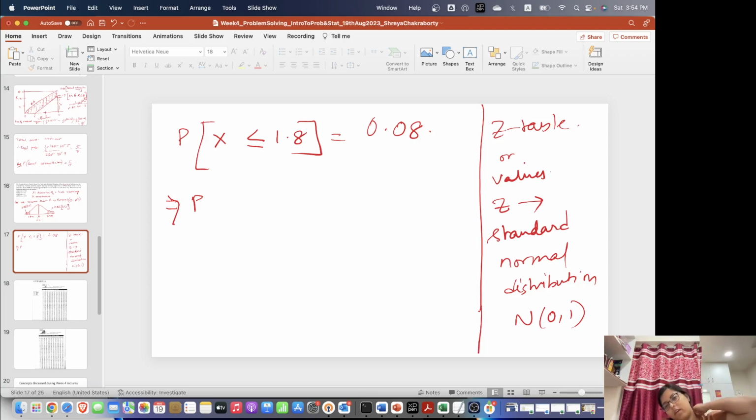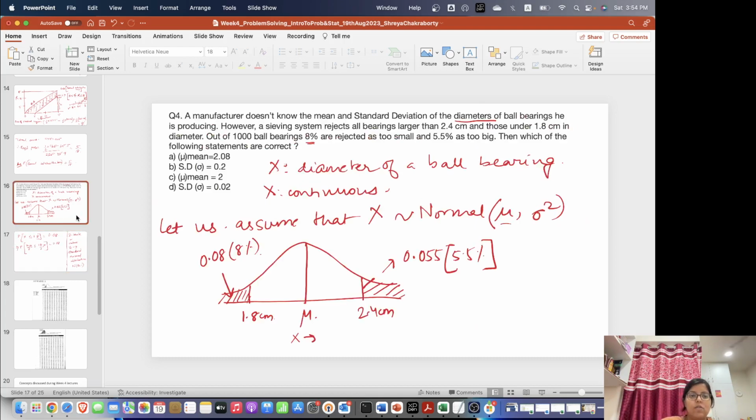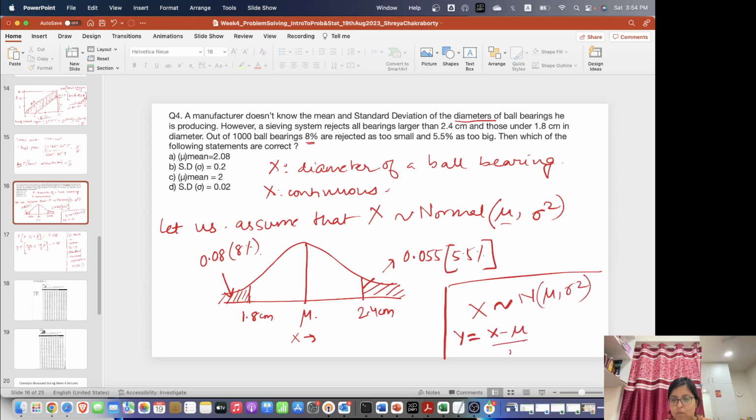So we can do something. Here we can write it as x minus mu by sigma is less than or equal to 1.8 minus mu by sigma, equal to 0.08. Another thing we should keep in mind: if x follows normal mu sigma square, and we have some y equal to x minus mu by sigma, then that y will follow a normal 0, 1.